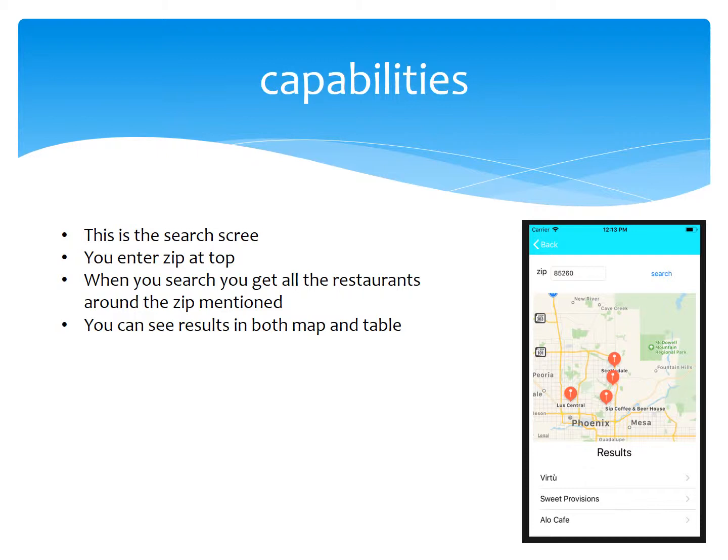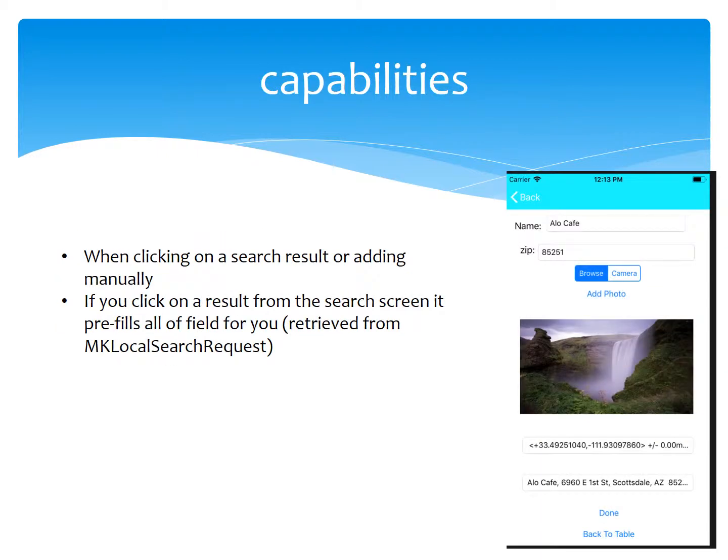Below that, you can see the results on a table view with just the names of the restaurants. And once you click a restaurant from the results, you get this screen, and all the fields are pre-filled basically. Now this is the same screen you would get if you would choose manually. You would get the same screen, just completely empty, and you need to fill all the fields.